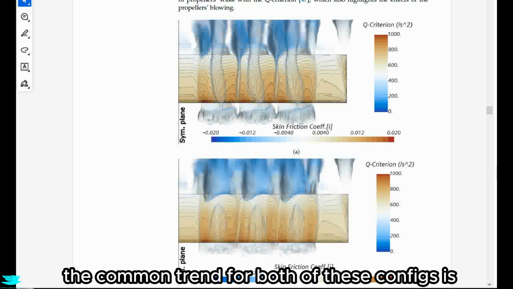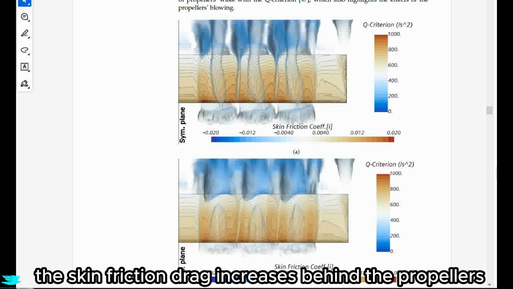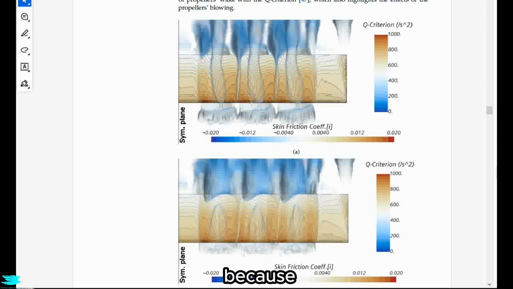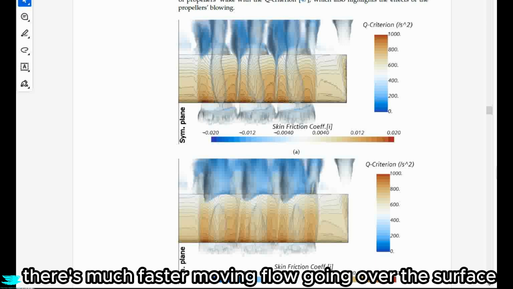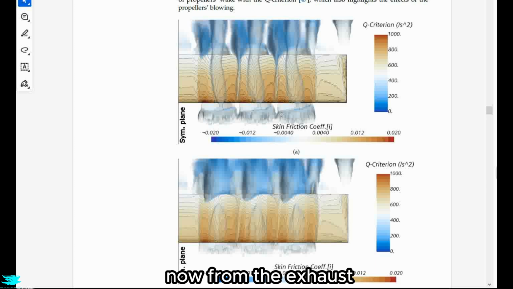The common trend for both of these configs is that the skin friction drag increases behind the propellers, and that makes a lot of sense because there's much faster moving flow going over the surface now from the exhausts. So that is a major reason why we get more overall drag too.